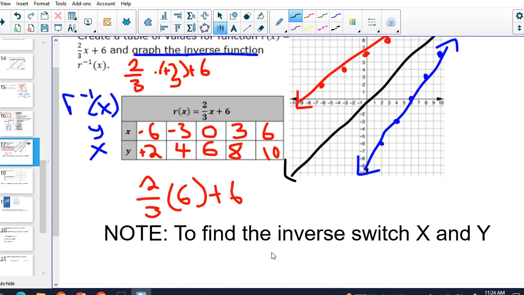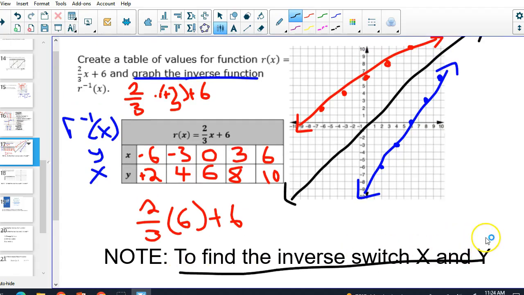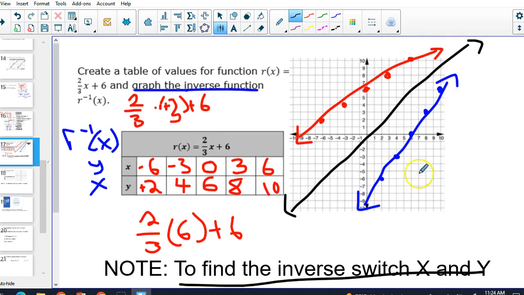Important things to know for a little wrap up. Inverses, switch your x and y's. Functions, you can't have any repeating x's or the vertical line test. And then one-to-one functions, which tell us if we have an inverse. You can't have any repeating y's. Use the horizontal line test. And then graphically, we're reflecting across that y equals x function.